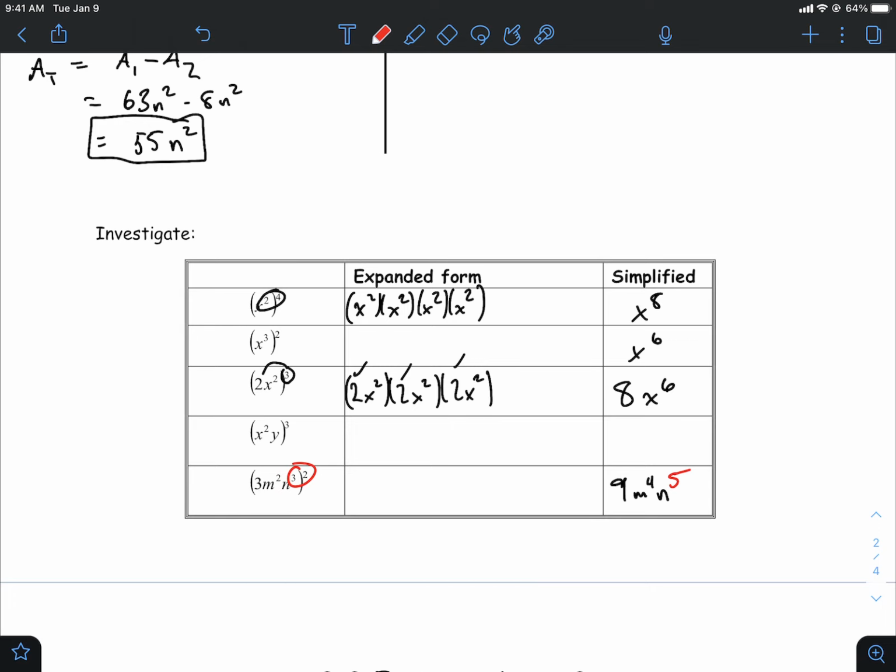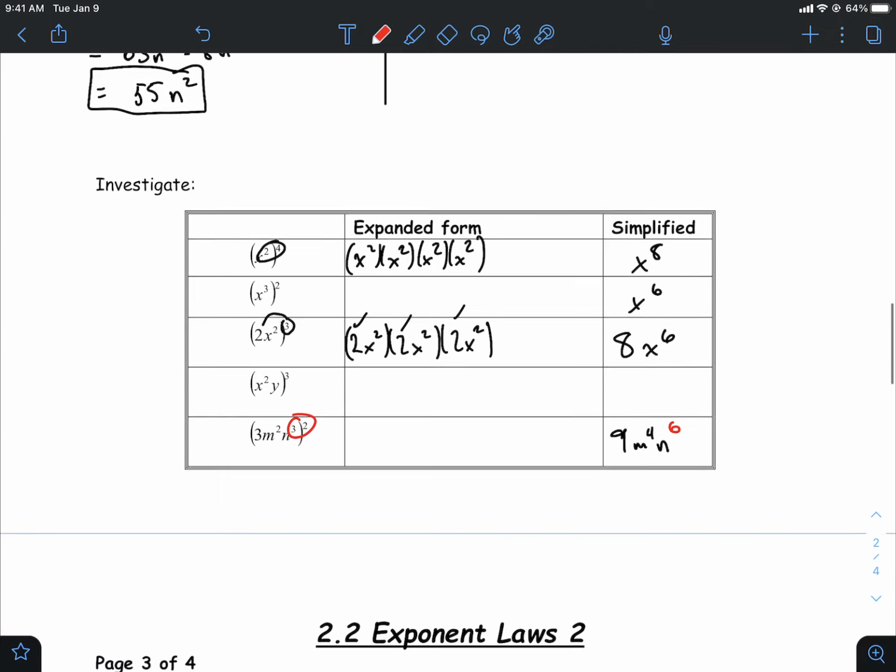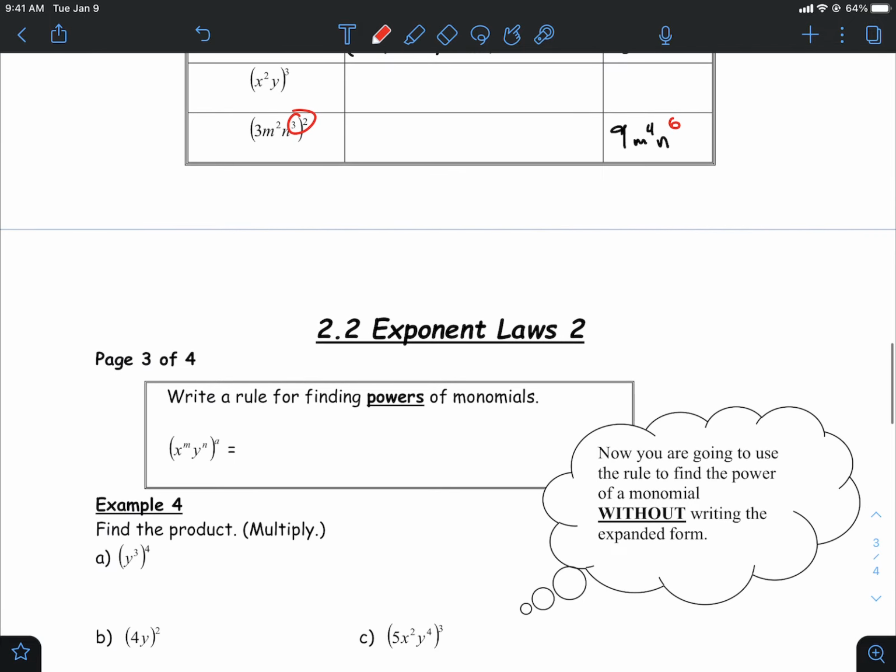It's always powers to powers you multiply. Okay, so that has to be a 6. So just be careful with that. It's an easy mistake to make. Okay? So if I were to write a law here, it would be x to the m a, y to the n a.